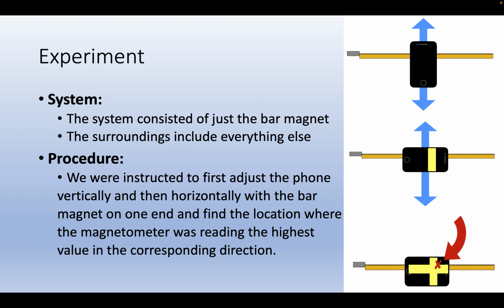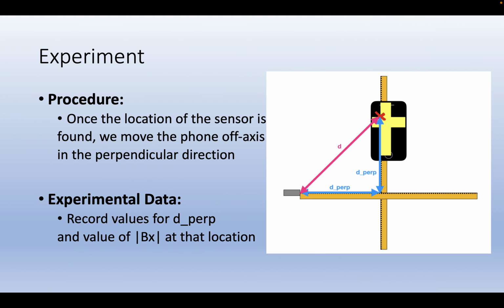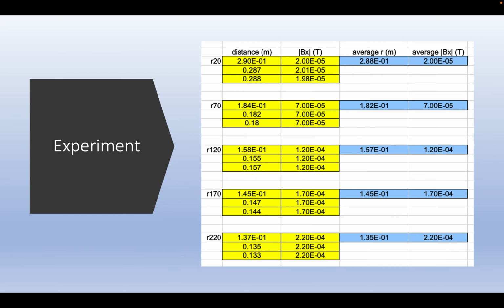So the procedure is we're instructed to first adjust the phone vertically and then horizontally with a bar magnet on one end, and we're finding the location where the magnetometer was reading the highest value in the corresponding direction. Once that's found, we then use tape to mark the location of the magnetometer sensor, which is the red X. Once the location of the sensor has been found, we then move the phone off axis in the perpendicular direction. And the experimental data we're going to want to collect is the value for dperp and the corresponding value of the magnetic field at that location.